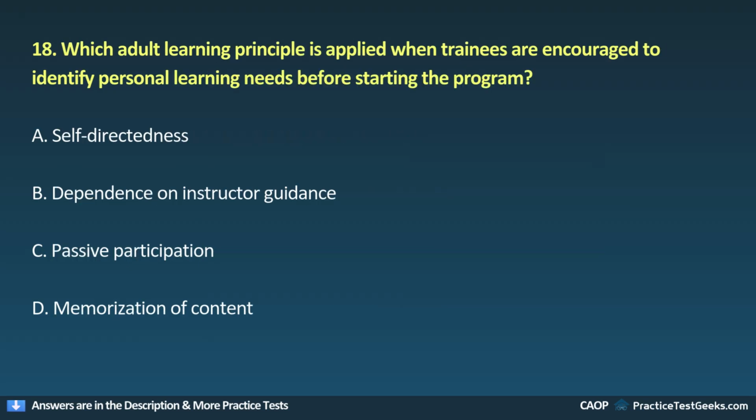18. Which adult learning principle is applied when trainees are encouraged to identify personal learning needs before starting the program? A. Self-directedness. B. Dependence on instructor guidance. C. Passive participation. D. Memorization of content.